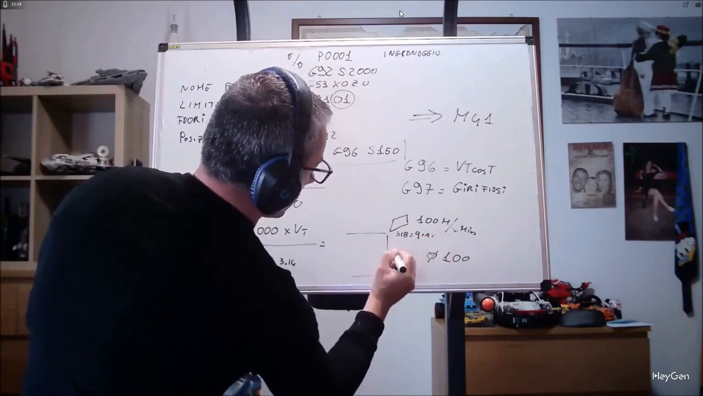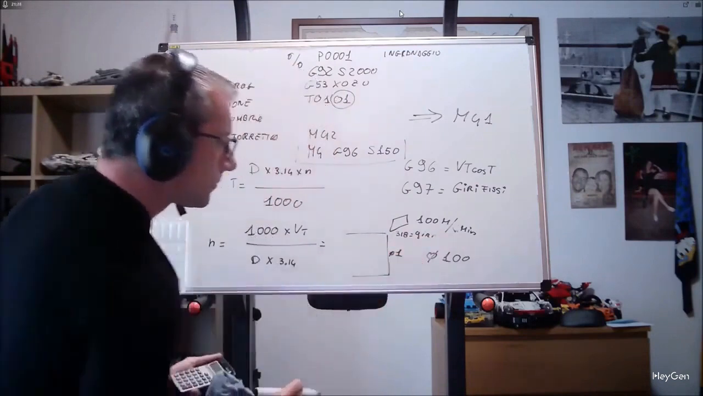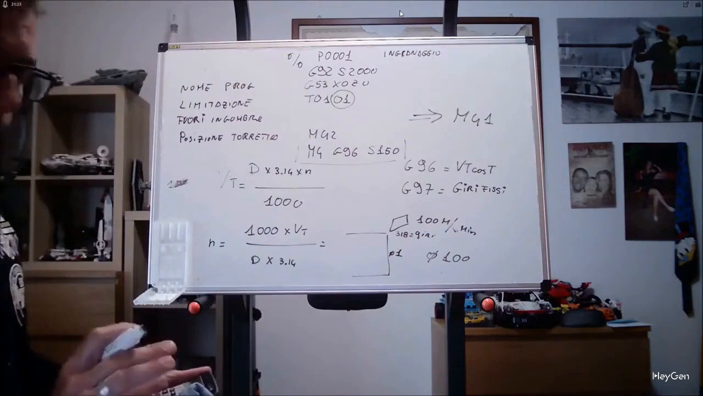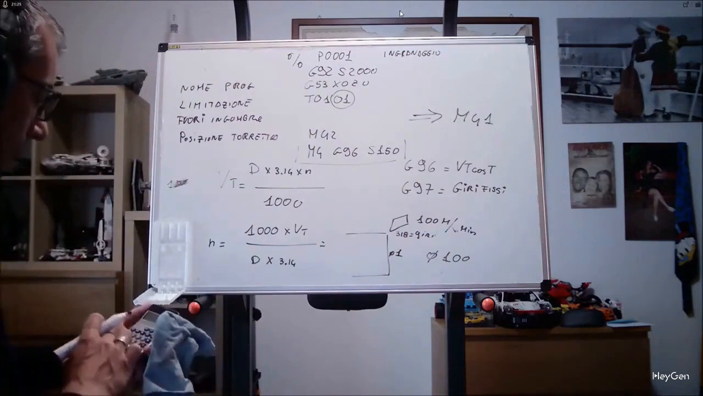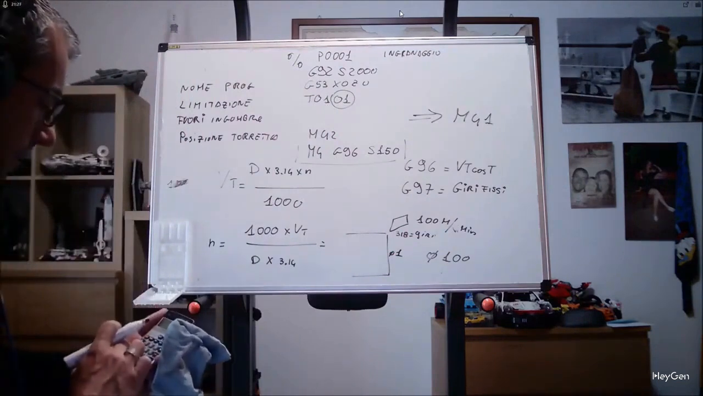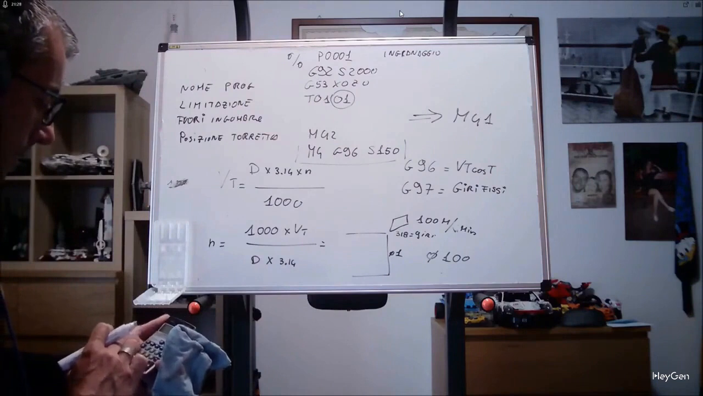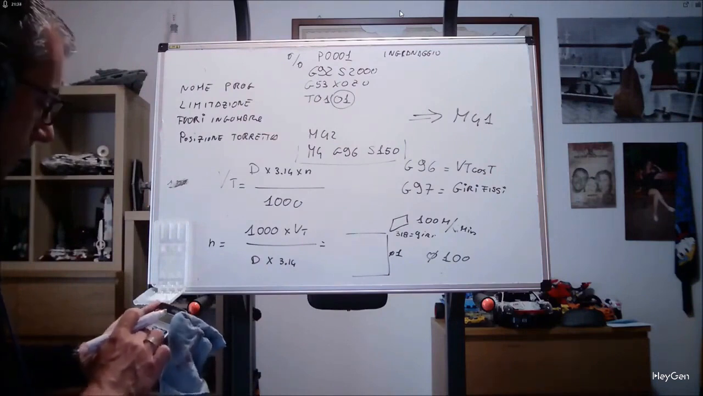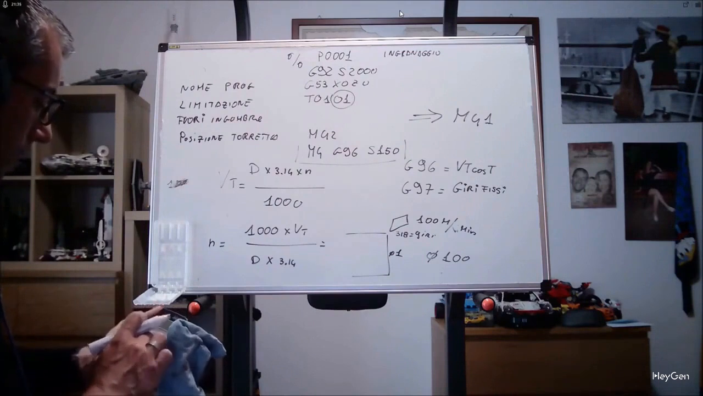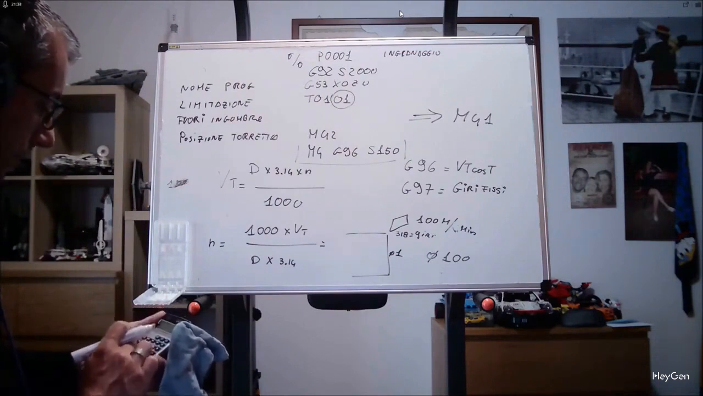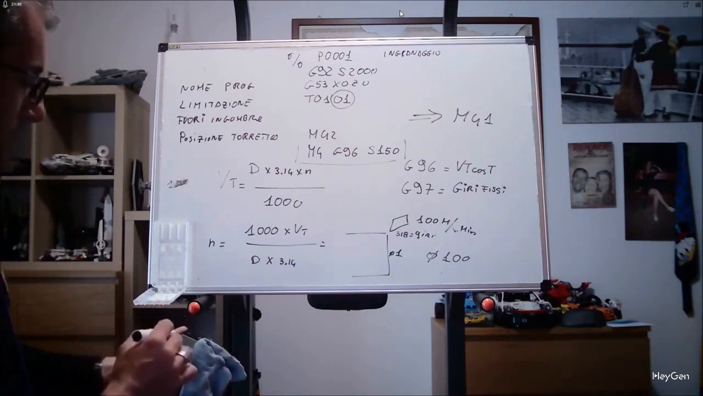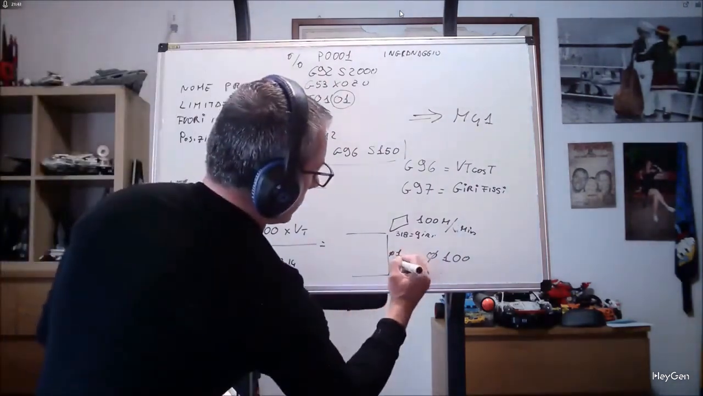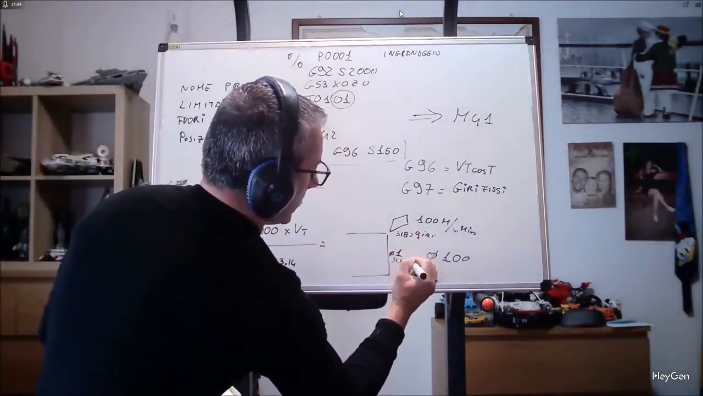What happens when I reach a diameter of, let's say, 1? Be careful, my number of revolutions will be 100,000 divided by 1 divided by 3.14. So 31,000 revolutions. 31,000 revolutions.